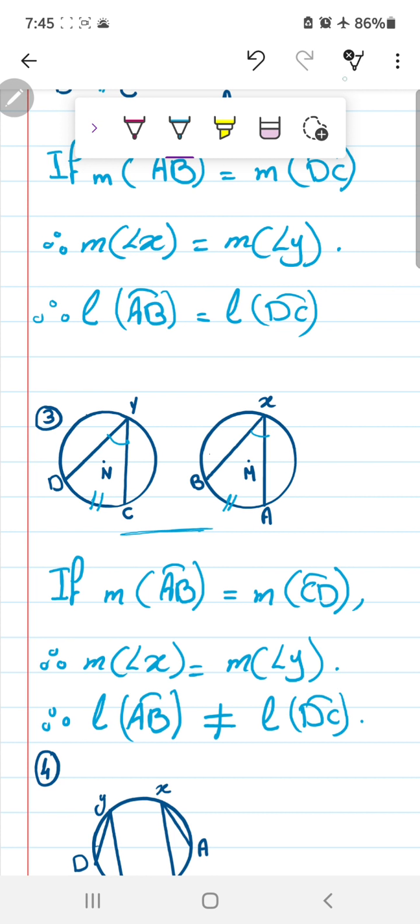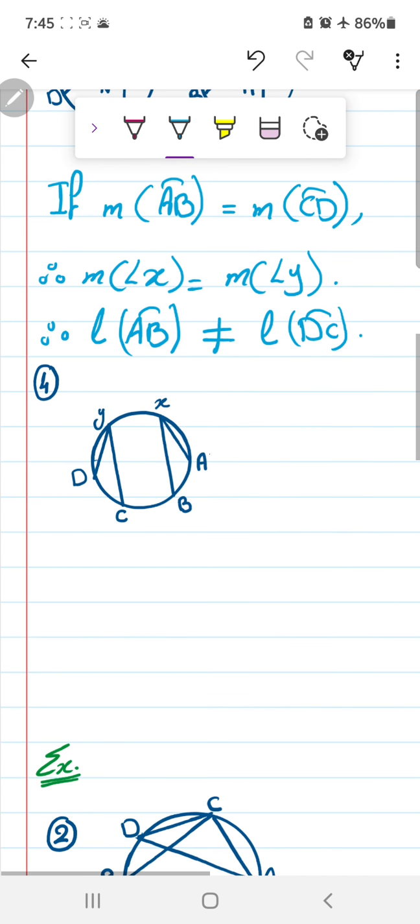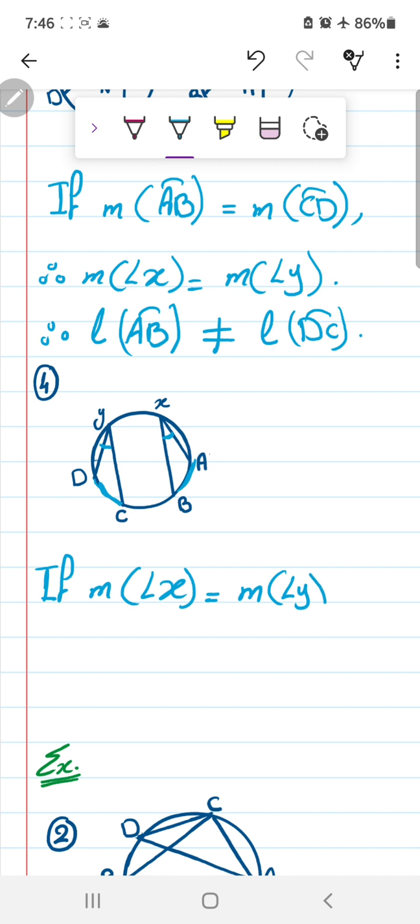Okay, and finally the converse. It means in the same circle, if the inscribed angles are of equal measure, the arcs they subtend are also equal in measure. It means if the two inscribed angles X and Y are equal, then of course the two arcs are equal in measure. So here, if the measure of angle X equals the measure of angle Y, we get the measures of the two arcs are equal.